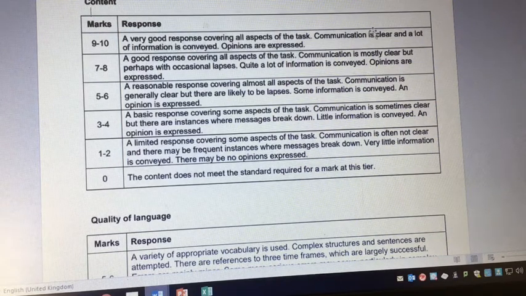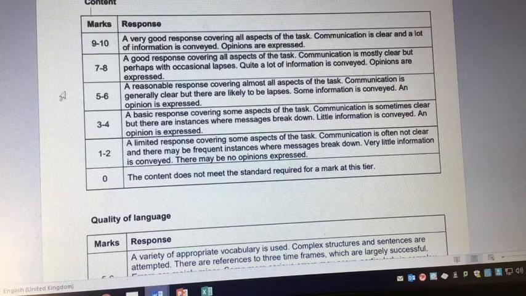Finally, opinions are expressed. If you look down through these categories, opinions are expressed in the 7 to 8. An opinion is expressed in 5 to 6. An opinion is expressed in 3 to 4. If you don't express a single opinion, you cannot get higher than 2 marks. So therefore, make sure you are using opinions and more than one. Make sure you're showing off that skill set to the examiner.